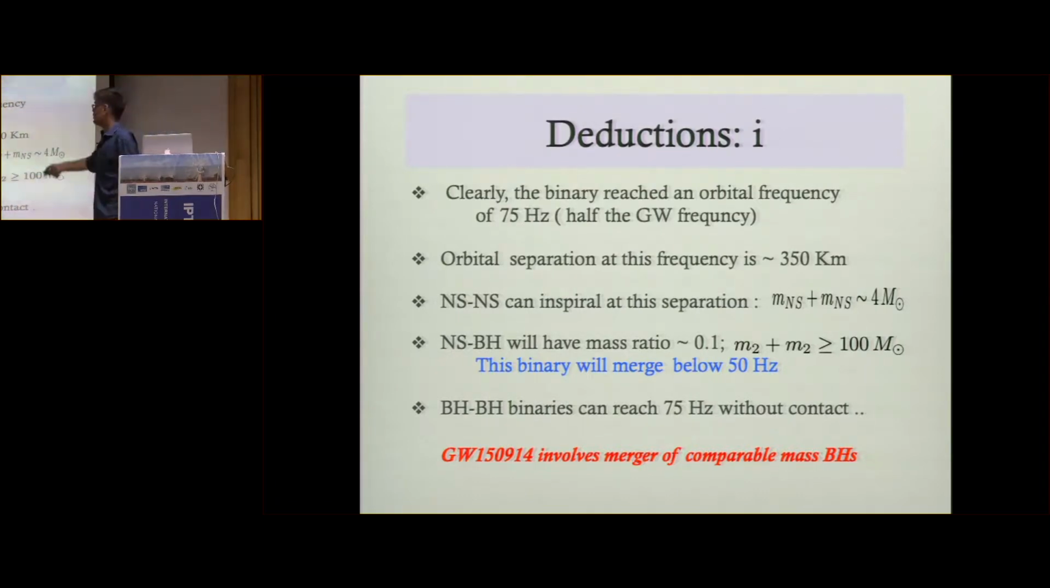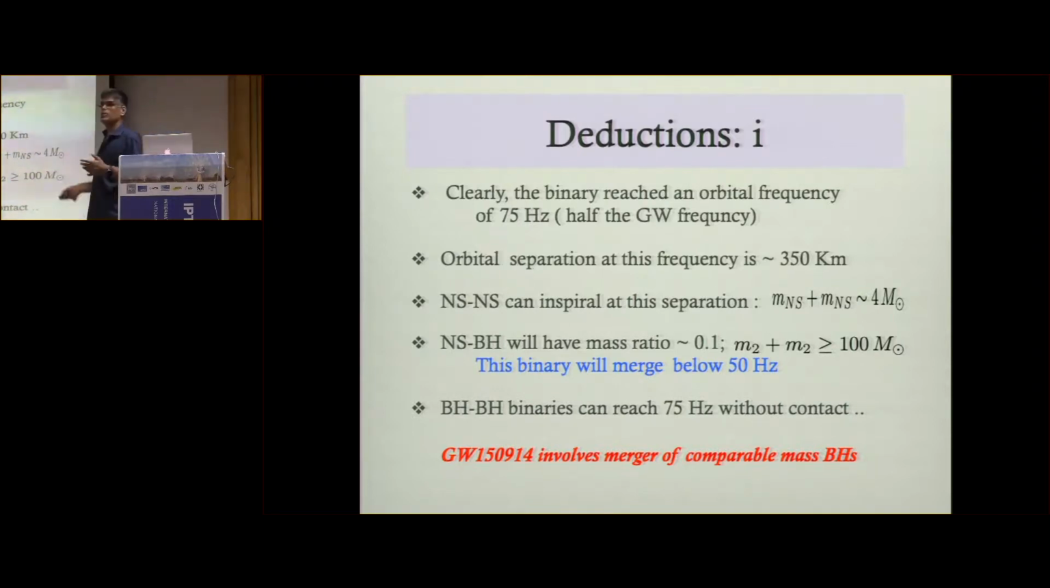However, there's a problem. The total mass for a neutron star system will be around 4 solar mass. Give me 5 maximum. It cannot be 70. So this system cannot be two neutron stars. Then what? Well, we can say that maybe it's a neutron star black hole. In that case, the mass ratio is roughly 0.1, 1.4 and a 15 solar mass black hole. Roughly. We don't know that, right?